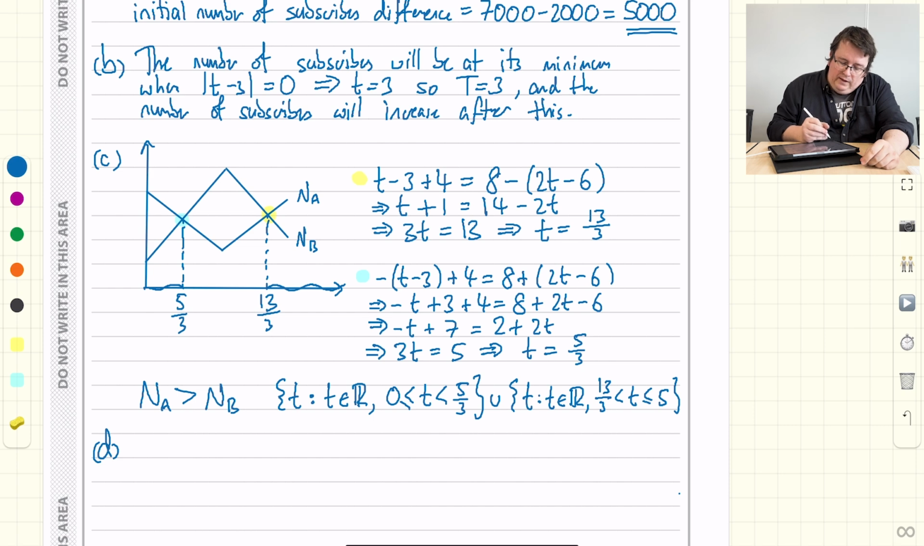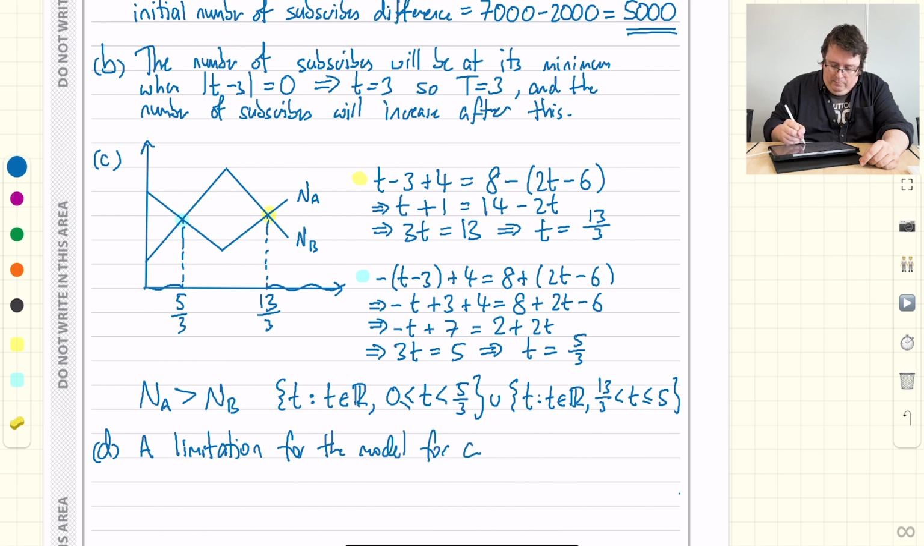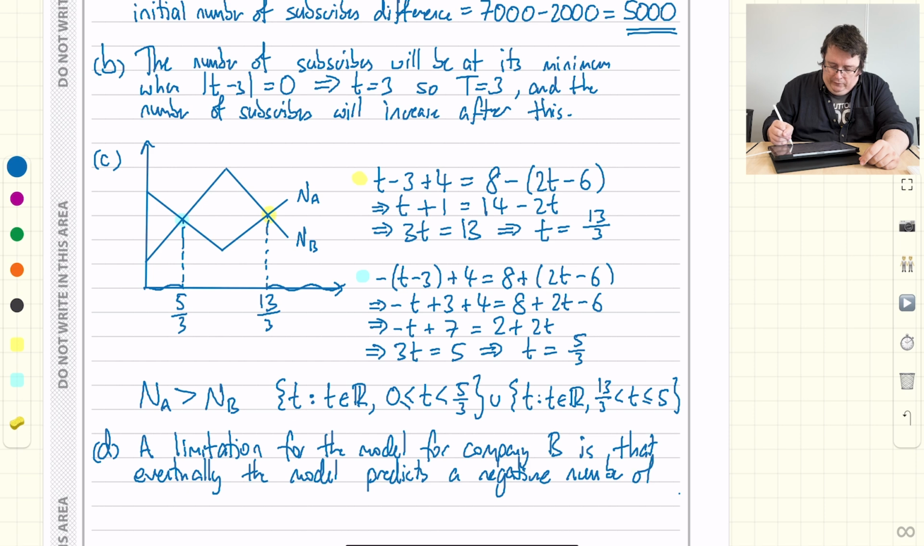So a limitation for the model for company B is that eventually the model predicts a negative number of subscribers.